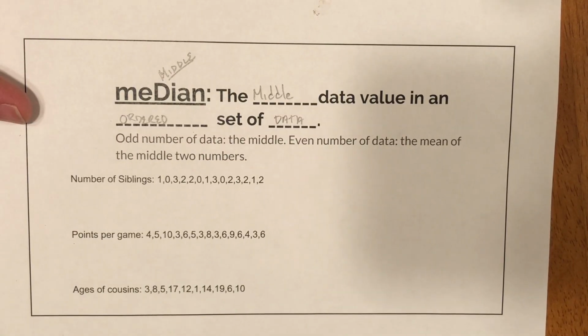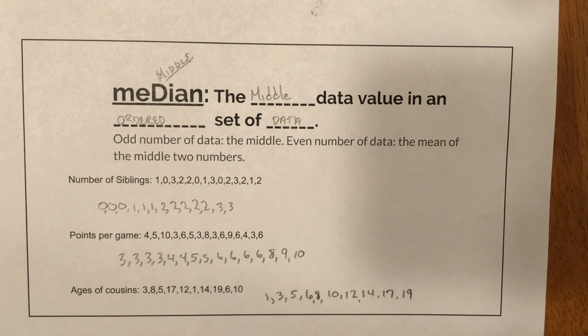So I'm going to take the same data that we used for mode, number of siblings, points per game, and age of cousins, and I'm going to put it in order from least to greatest. So here we have our three sets of data. I ordered them from least to greatest, and now we can find our median, our middle data value from each.